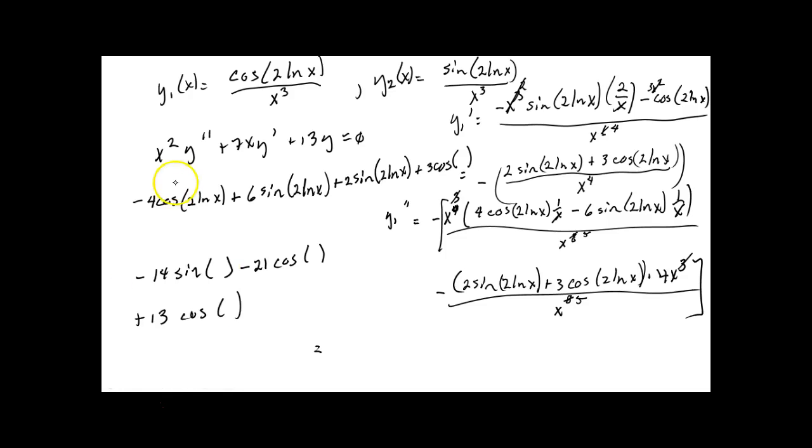Hold your breath. Okay. Minus 4 cosine plus 3 cosine. That's minus 1 cosine. Minus 20. Oh! Minus. And only a plus 13 cosine. I think I did botch up something somewhere. And I think I see where it is too.